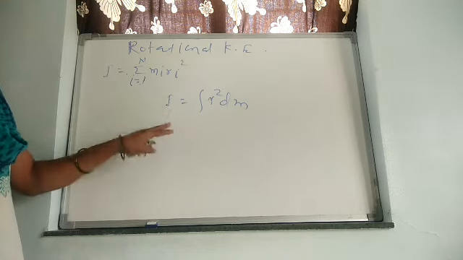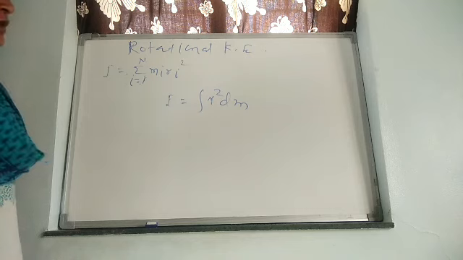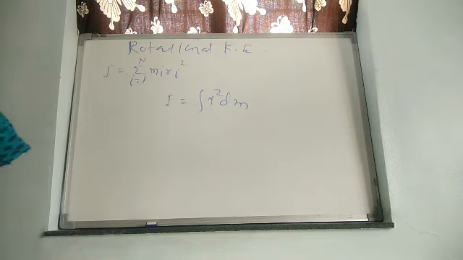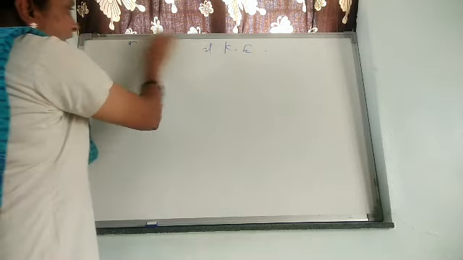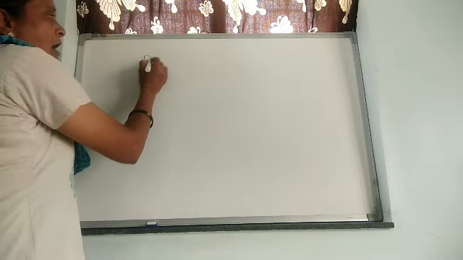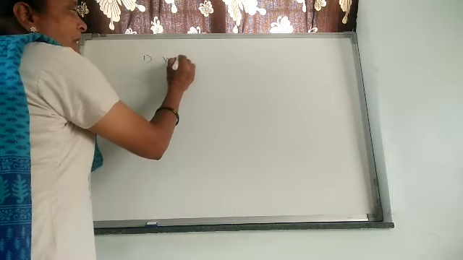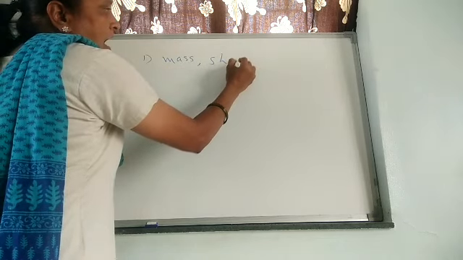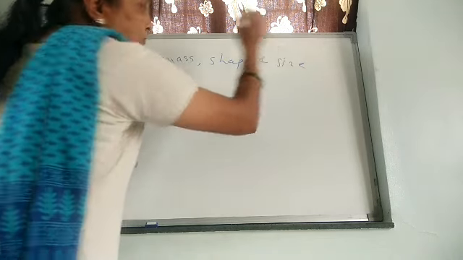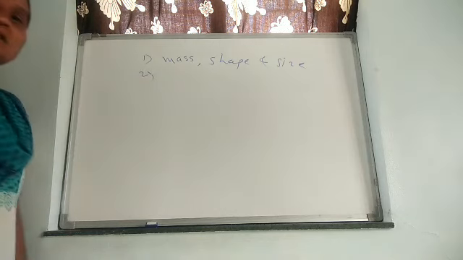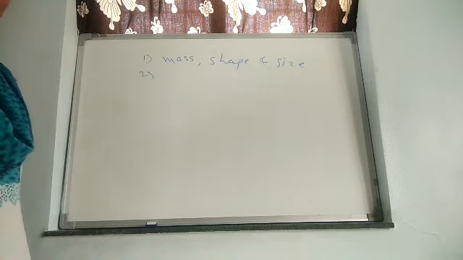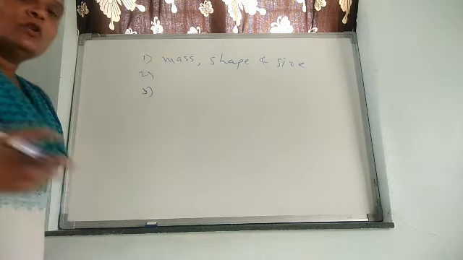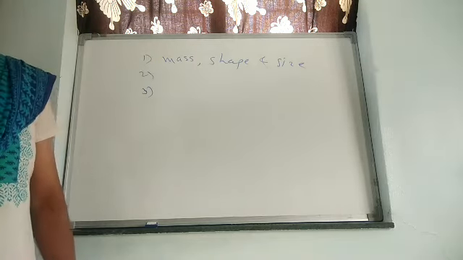Here this formula is used in various cases, that is I = ∫ r² dm. Now we have to see on what factors the moment of inertia of a body depends. The moment of inertia of a body depends upon the mass, shape and size of the body. Number 2, it depends upon the distribution of mass about the axis of rotation. And number 3, it depends upon the position and orientation of the axis of rotation.